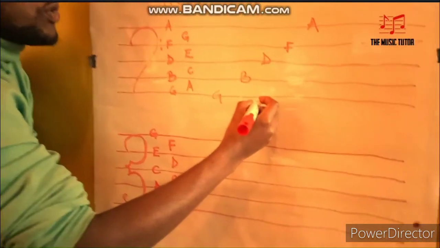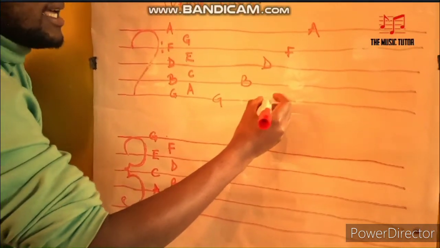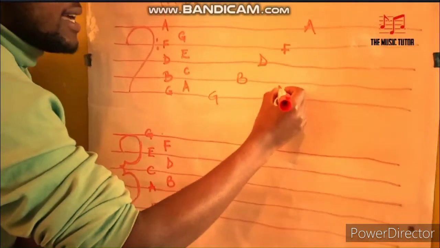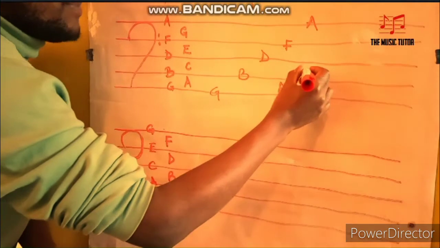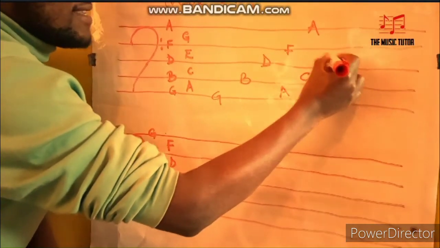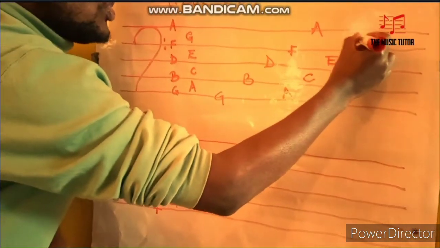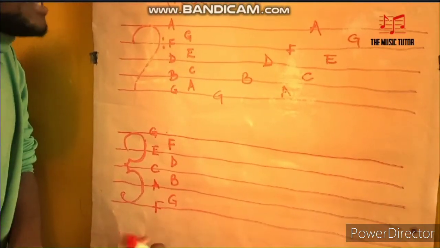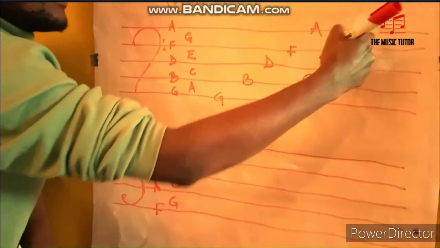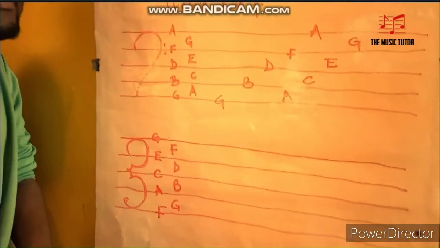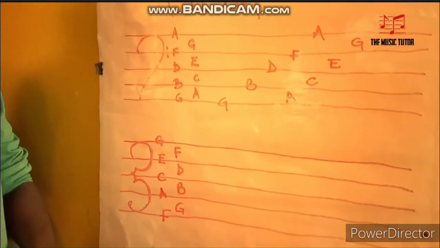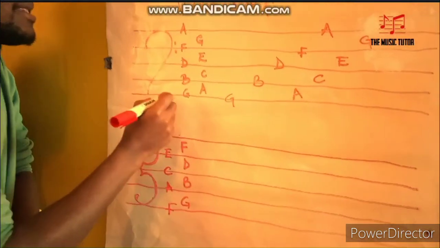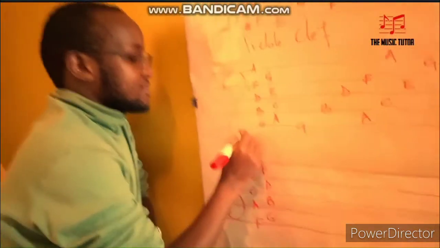The spaces also have letter names, and the first space is space A, space C, space E, and space G. We memorize them as all cows eat grass. I hope that is well understood. This is the bass clef.